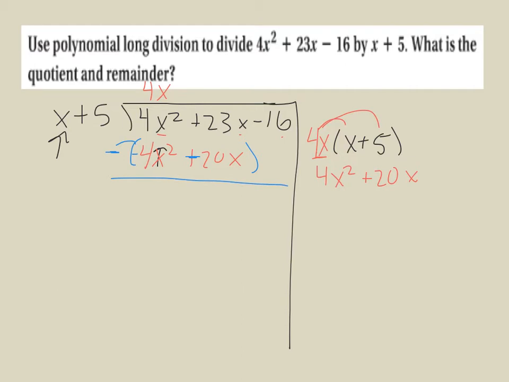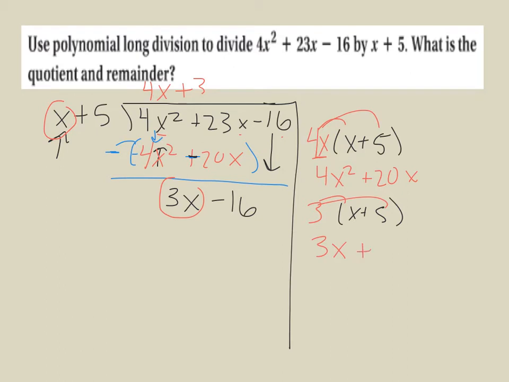Now with a subtraction, when I look up and down, 4x squared minus 4x squared, that's just going to give me 0. I don't have to write that down, but you can. I have 23x minus 20x, which just gives me 3x. And then the negative 16 just follows down below. So I look now, how can I match this term to look like this? I would have to multiply x plus 5 times 3. That's how I get it to look the same. So I have my plus 3 here. So this looks like plus 3x plus 15. That goes right below it.